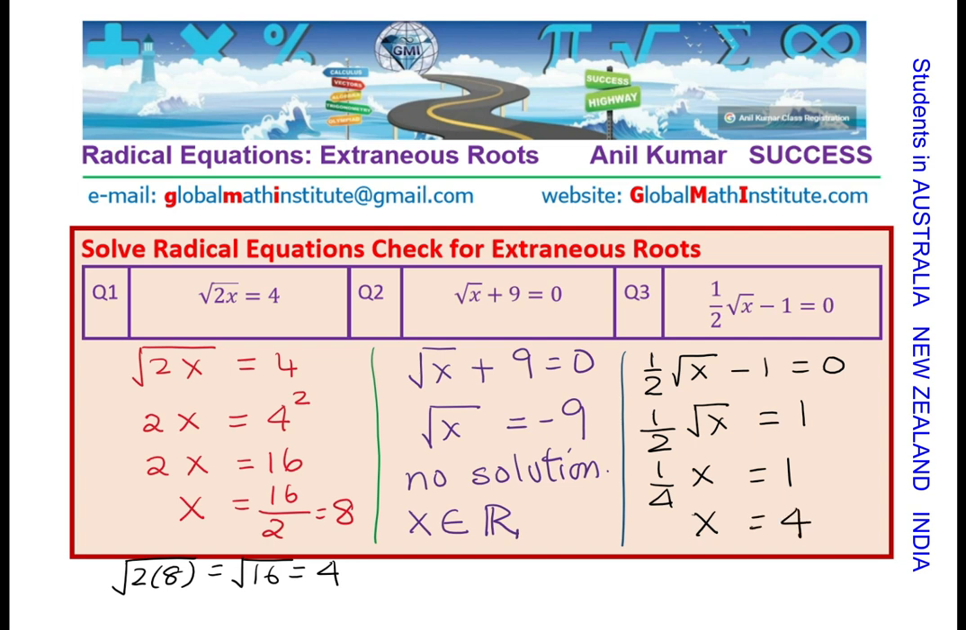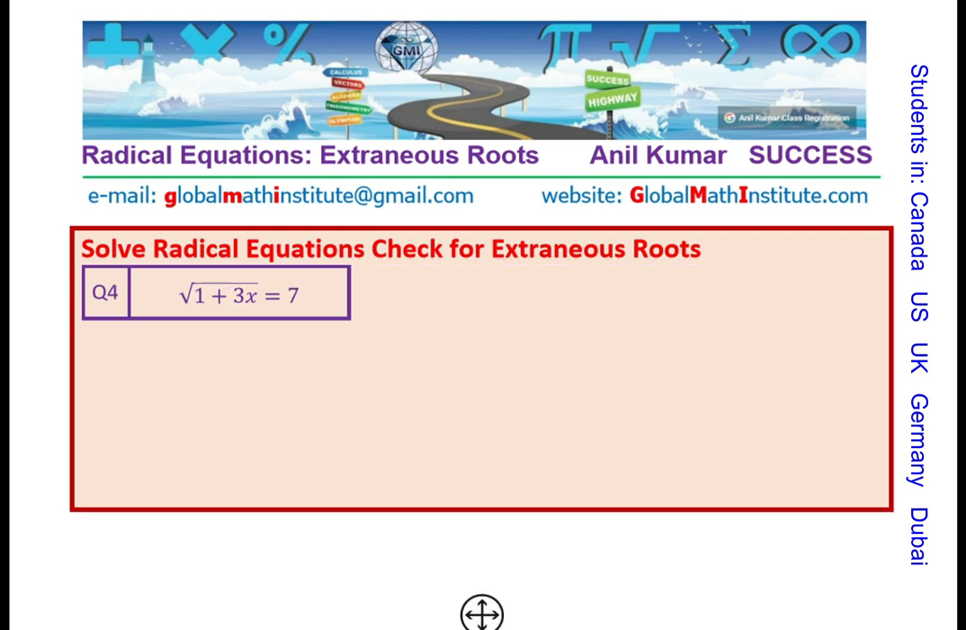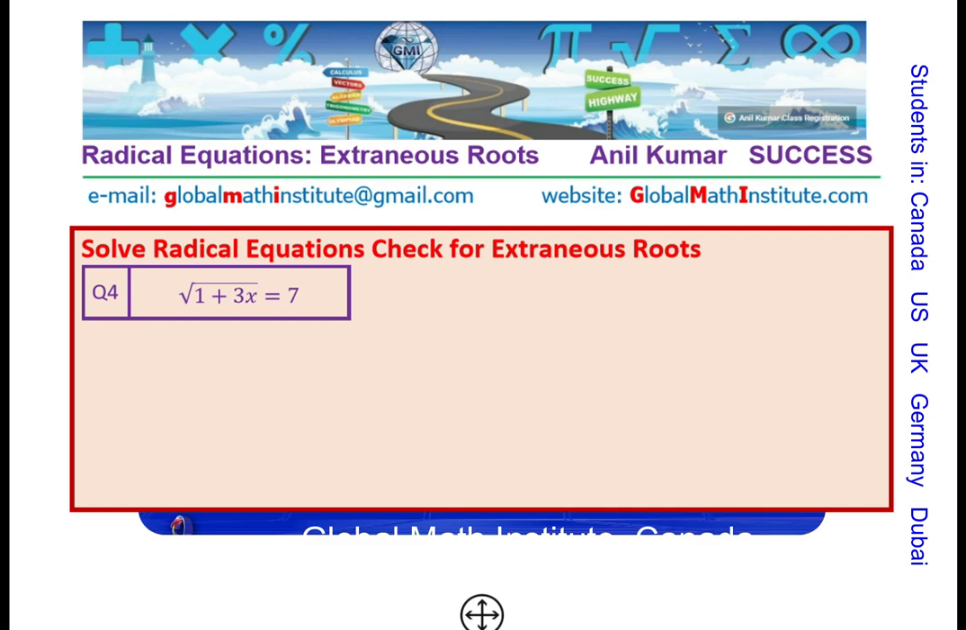You can check that if I write x as equal to 4 in this radical sign, what do I get? We are checking here, right? Half of square root of 4, which is half of 2, which is indeed equal to 1. So it works, right? So that is how we can do these three simple questions. Now let's look into further strategies.